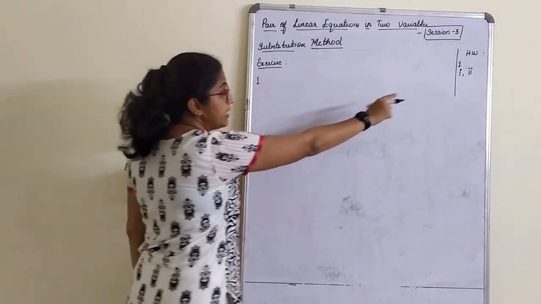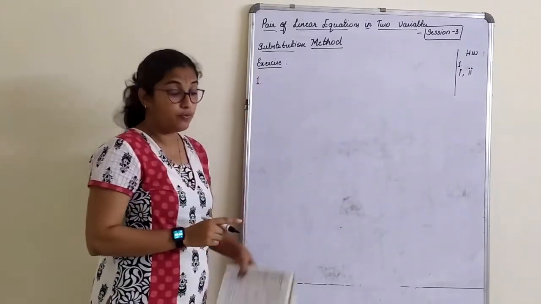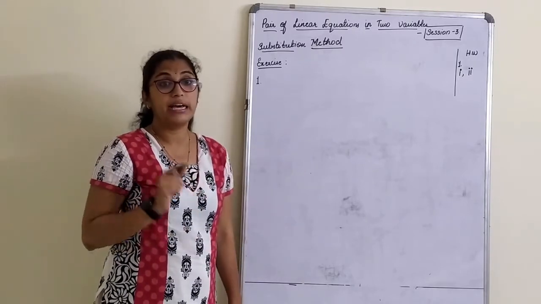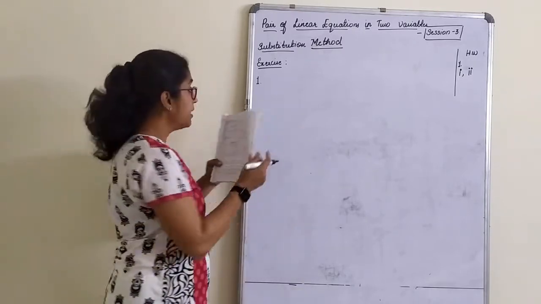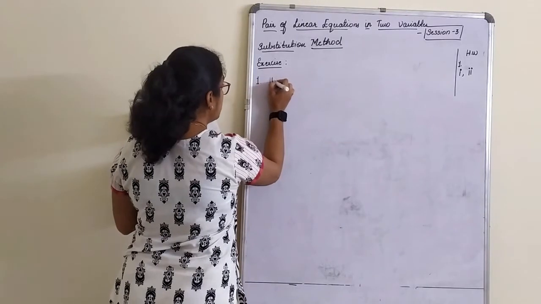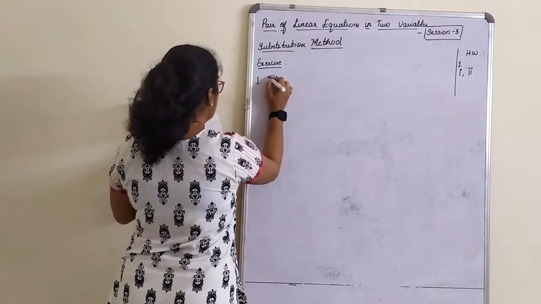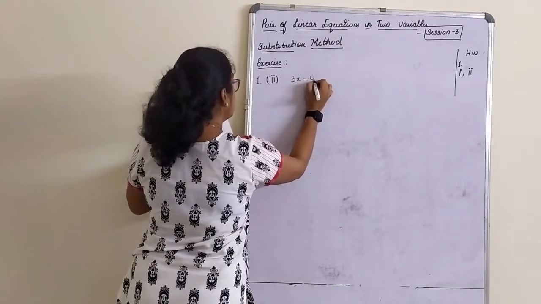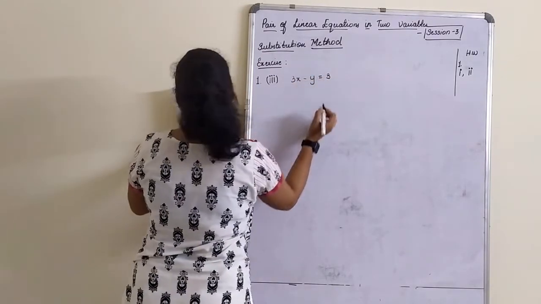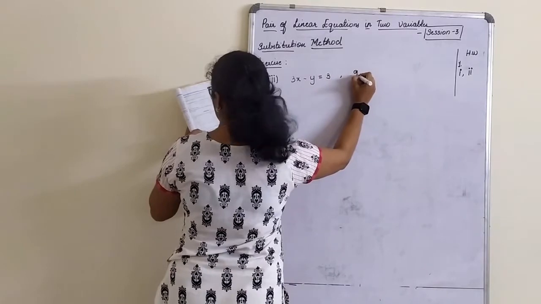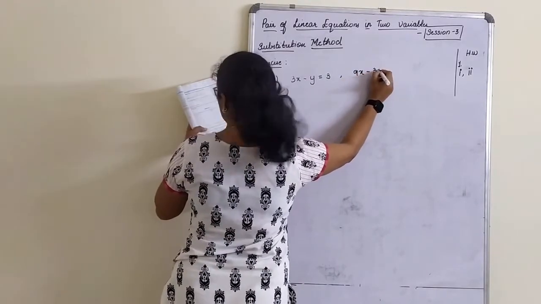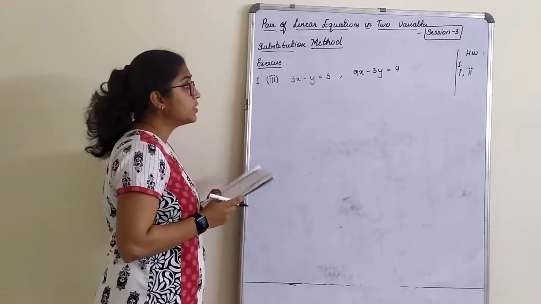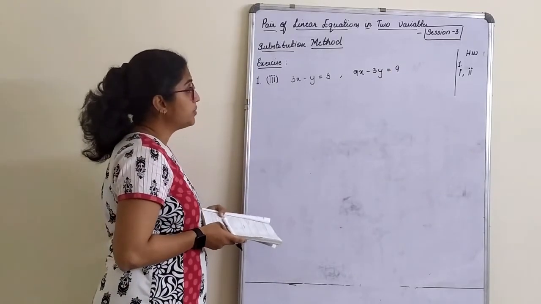In Exercise 3.1, I have marked two sums for homework, that is the first and second, they are simple ones. I will be starting with the third one. The third question is 3x minus y equals 0 and 9x minus 3y equals 9. So let's start with this one.